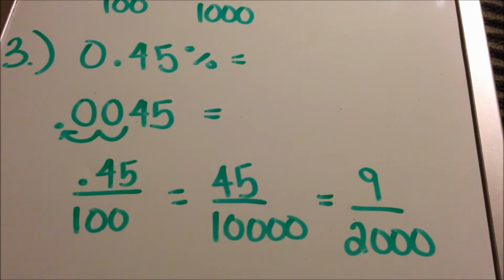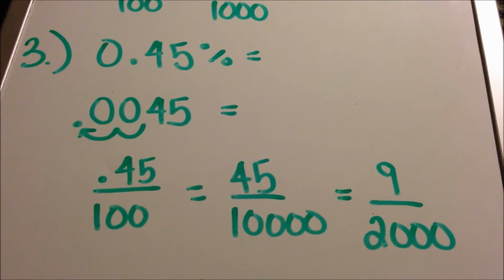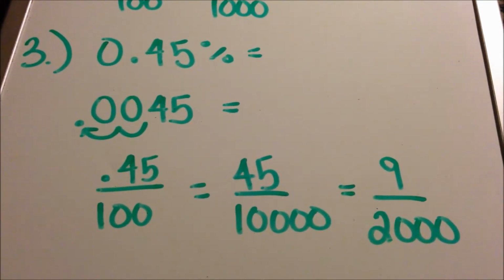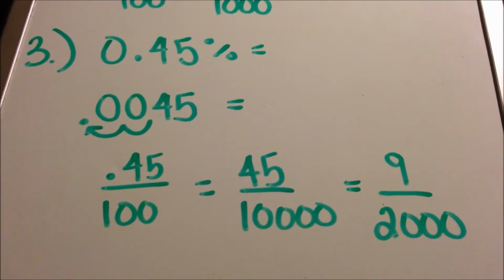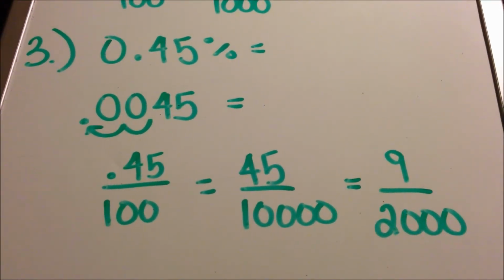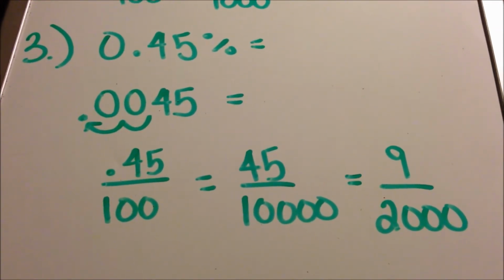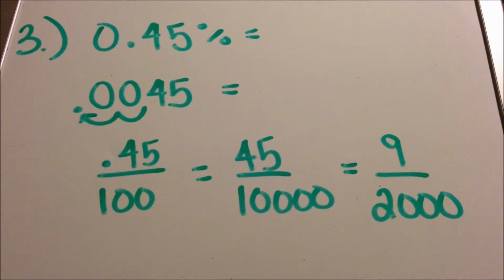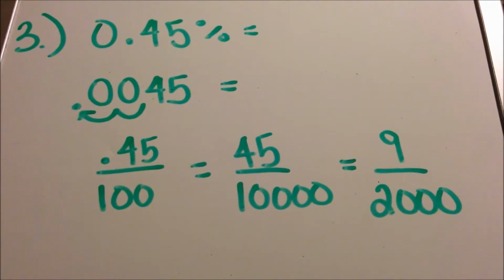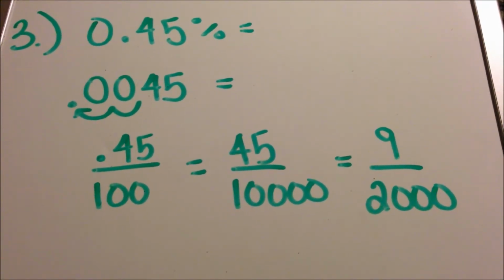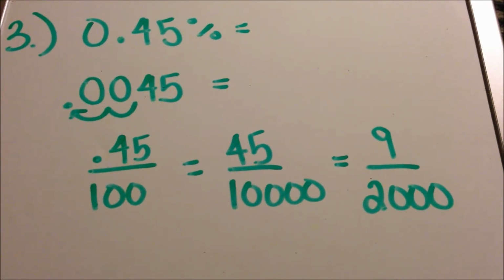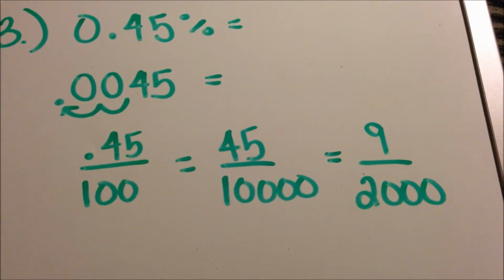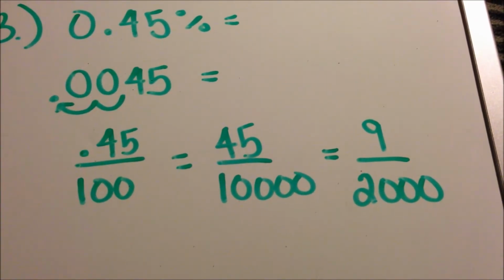Number 3, 0.45%. Again, to convert from a percent to a decimal, move it 2 places to the left, and we end up with 0.0045. Write the number 0.45 over 100 to convert it to a fraction. This time we have to move the decimal point 2 places to the right in the number 0.45 to make it a whole number, 45. And whatever we do to the numerator, we have to do to the denominator. So we have to move the decimal point 2 places to the right as well. We end up this time with 10,000. So we have 45 over 10,000, both of which can be reduced, or be divided, I should say, by 5. And our final answer is 9 over 2,000.